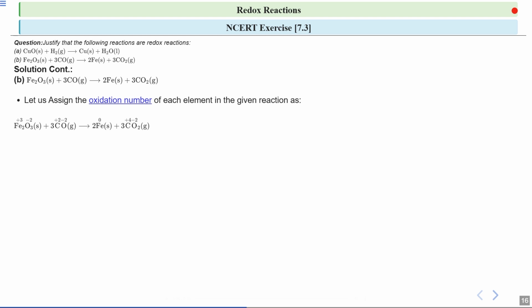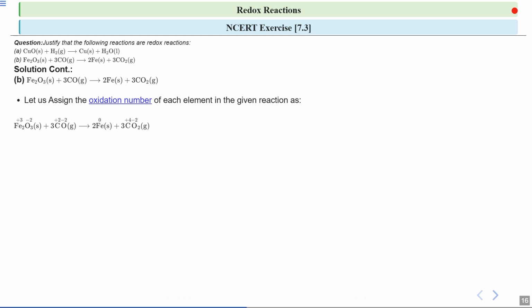Then for iron, we will get it as +3. For oxygen, we will get it as -2. It's very obvious. So the charge coming from oxygen is -6, 3 times -2. And to make it equal to 0 for the whole species, you have to keep +3 for iron, so that will give you +6 from iron itself. Similarly, for carbon monoxide, the oxygen has a -2 oxidation state, so the carbon will have a +2 oxidation state.